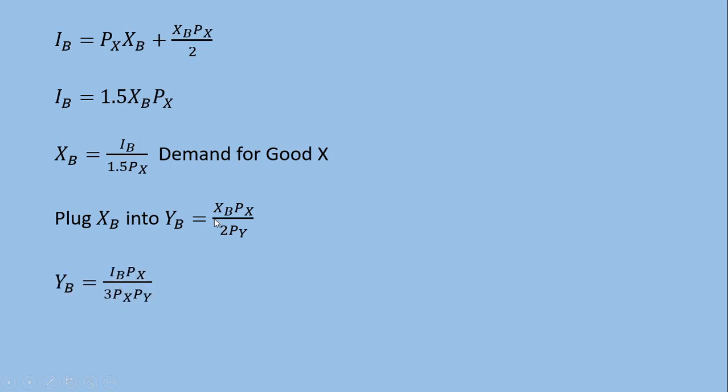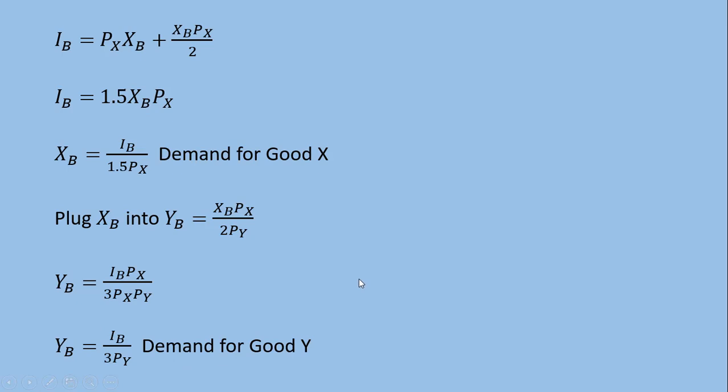So making the substitution here, X subscript B is I subscript B multiplied by 1.5 times the price of good X, making that substitution. Doing some simplifications, notice the price of good X will cancel with the price of good X down here. We have consumer B's demand for good Y.